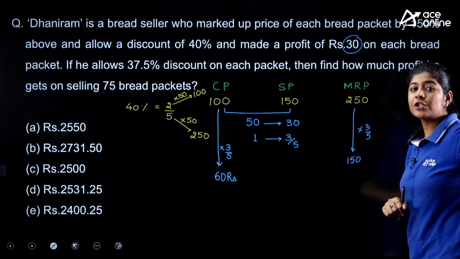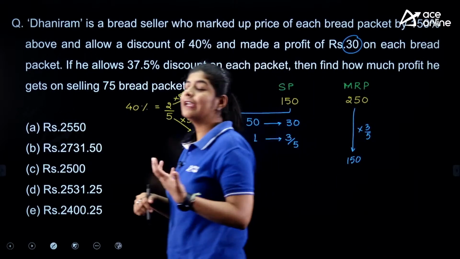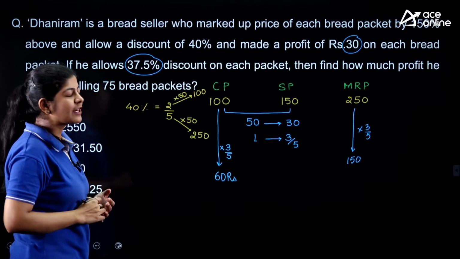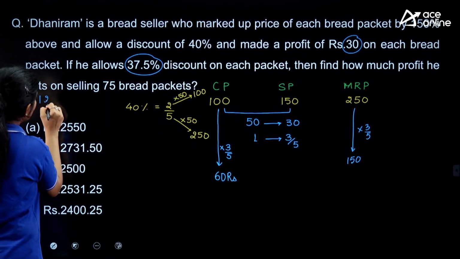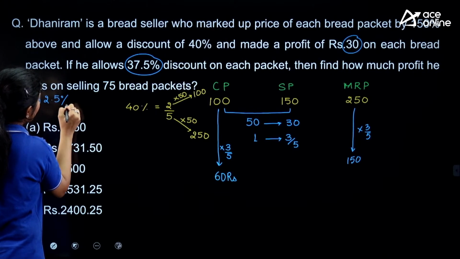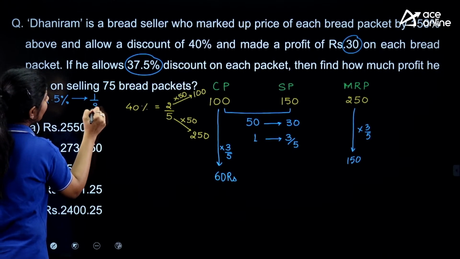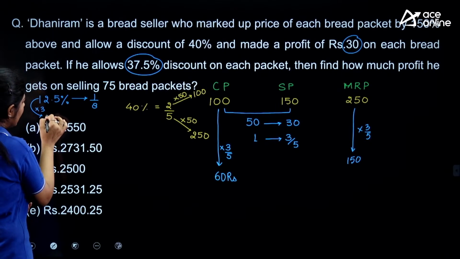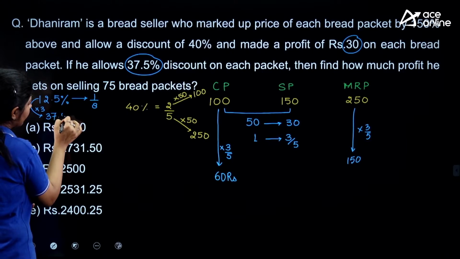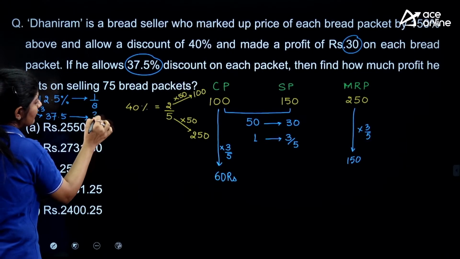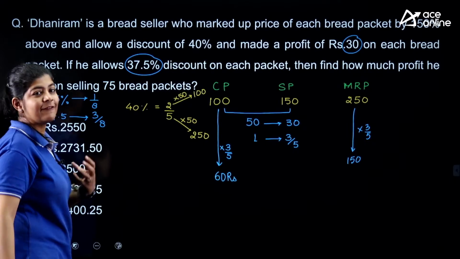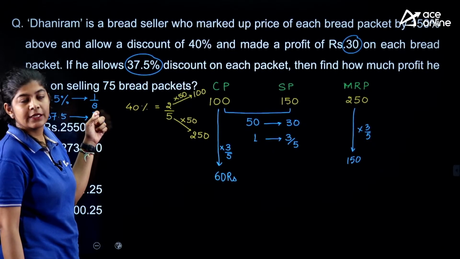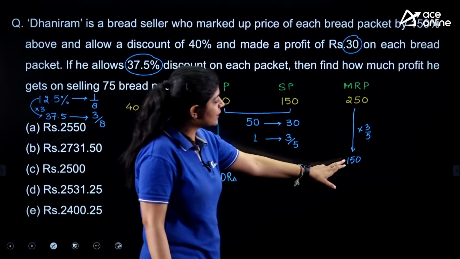Now, the question is saying that he allows a discount of 37.5%. That means in fraction, what can we write? We know that 12.5% can be written as 1 by 8 in fraction, right? If I multiply this by 3, it will become 37.5, and it will become 3 by 8. That means if I am having something of 8 rupees, I am giving a discount of 3 rupees on it, right?